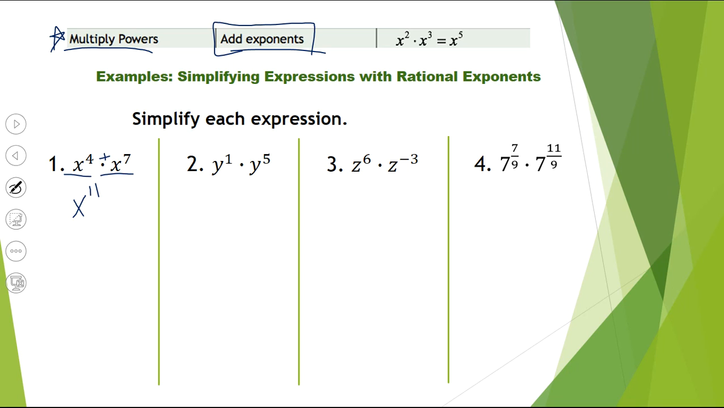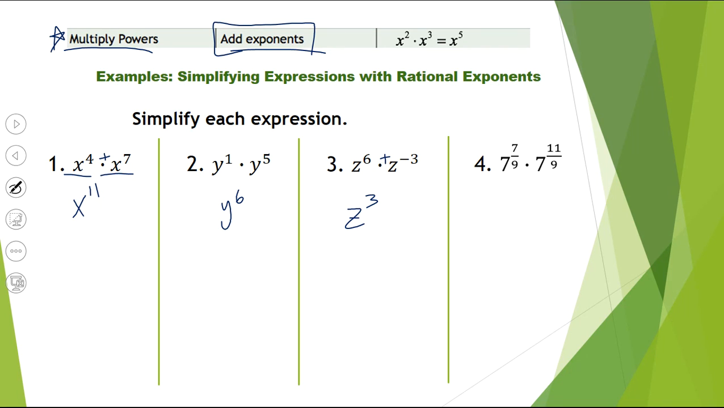So the same rule applies to number 2. We're going to have y to the 6th power, because 1 plus 5. All right, now I have a negative in number 3, but that's okay. It's still adding negatives, or subtracting. So we'll have z to the 6th and z to the negative third power. We're going to get z to the third power, because it's 6 plus negative 3. Essentially 6 minus 3 is 3.